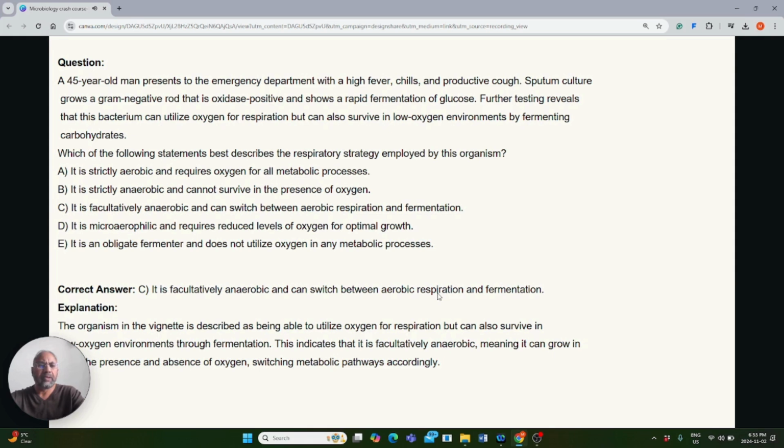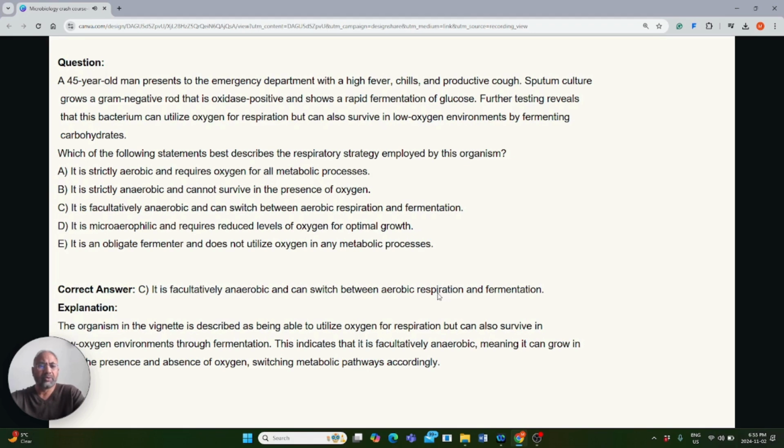So remember that facultative always means that it can survive in both environments, with oxygen as well as without oxygen. Whereas obligate means it can either survive only in oxygen or it can only survive without oxygen. Okay, so this is how we are going to employ the technique for answering these questions.